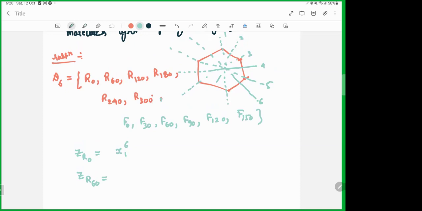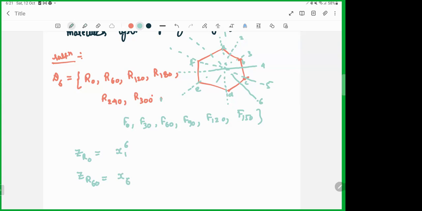Only one cycle of length 6. So one will go to three, three will go to five, five will go to this one. Let's name them: this is A, this is B, this is C, this is D, this is E, this is F. So A will go to B, B will go to C, C will go to D. It's one cycle of length 6, right? So this will be x6 to the power one basically, right?